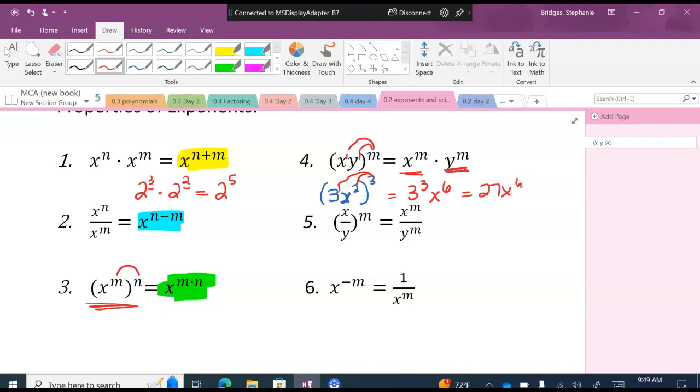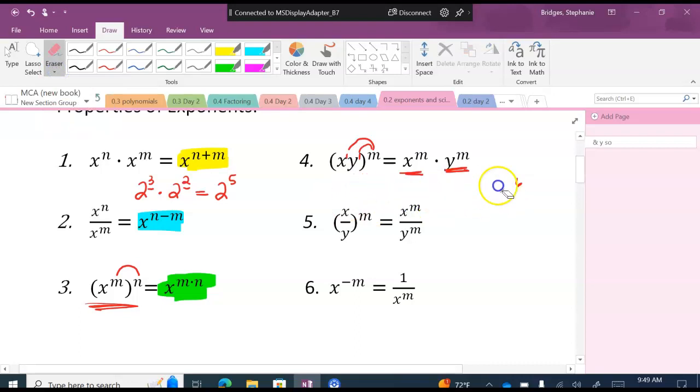All right, the next one, rule number 5, says I have a fraction inside a parenthesis, and that is raised to some power. The rule is that the numerator gets that power as well as the denominator. So if I have that fraction, x over y, and that is raised to the m power, the rule says that that m goes to the x, and it also goes to the y, so I end up with x to the m over y to the m.